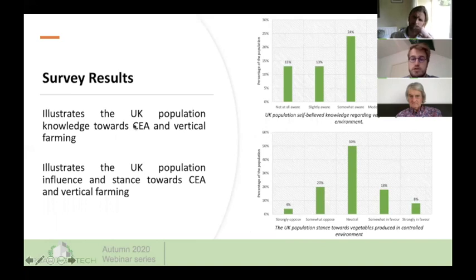Going more into controlled environment and vertical farming, we can see that the part of the UK population that believes they have knowledge of this technique is quite great, with only 13% acknowledging that they do not know what controlled environment or vertical farming is. And with that said, even though a great deal of the UK population knows about controlled environment and vertical farming, we still have 50% who are not influenced when told it is a vertically farmed or controlled environment product, so they do not use this information to influence their choice.